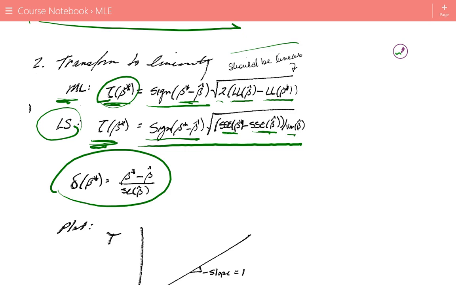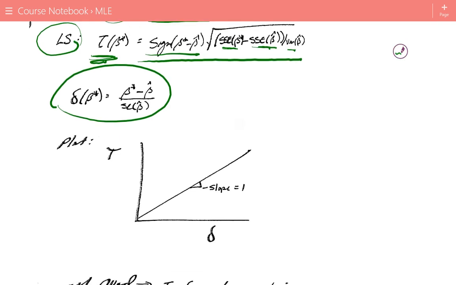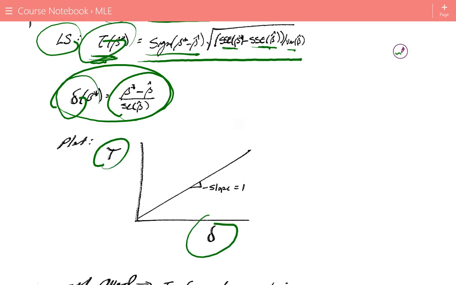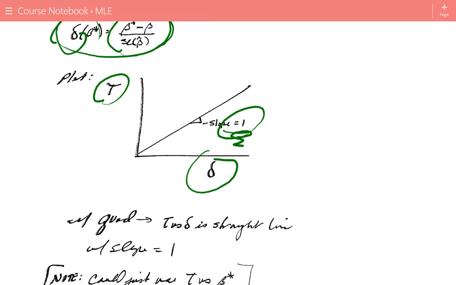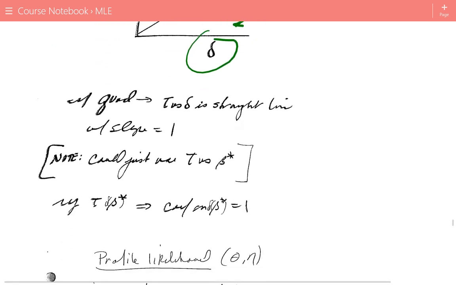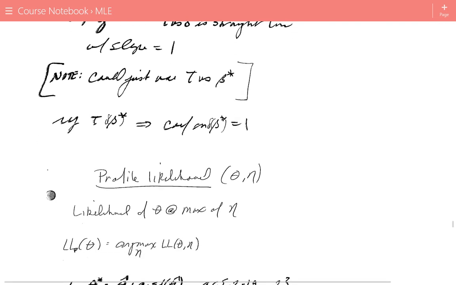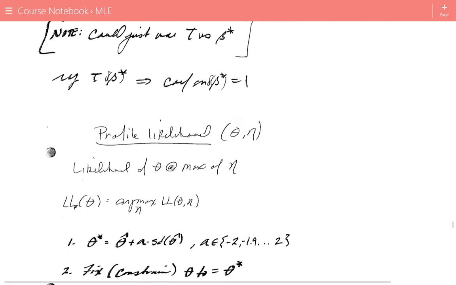You could also create another variable, which is beta star minus beta hat divided by its standard error, and plot this tau, which is up here, with respect to the delta. And now it's not only supposed to be linear, but it should have a slope of 1. So you can graph it, but you could also use a regression to check that the slope is 1. I'm saying you can regress the tau on that and look at whether the slope is 1.